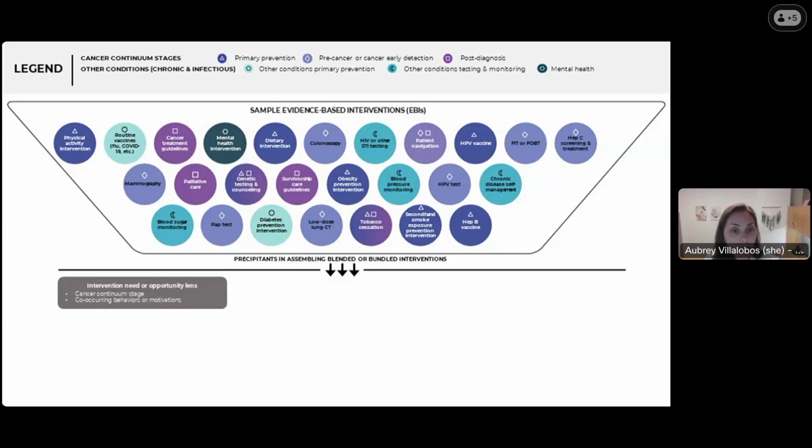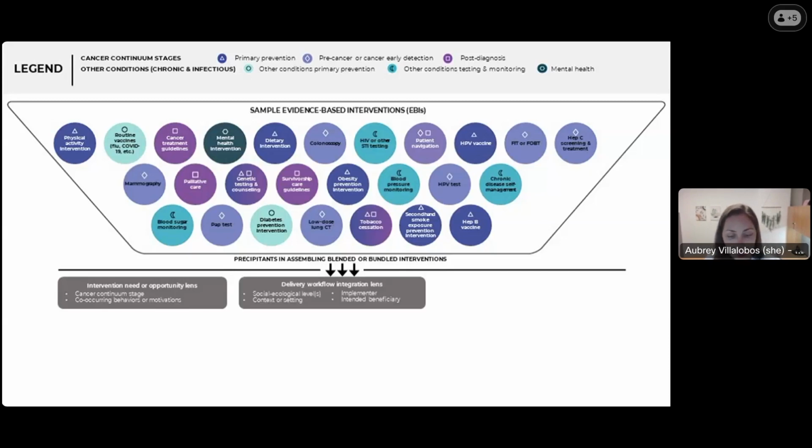It may also help at this stage to consider patterns of co-occurring behaviors and motivations when deciding which interventions to integrate. So, for example, motivations around positive health behaviors often correlate and reinforce each other. So integrating interventions around nutrition, physical activity, tobacco, and alcohol might work well together. And similarly, patients might be open to multiple vaccinations or screening tests if they're already proactively seeking out one of those services. Next slide, please.